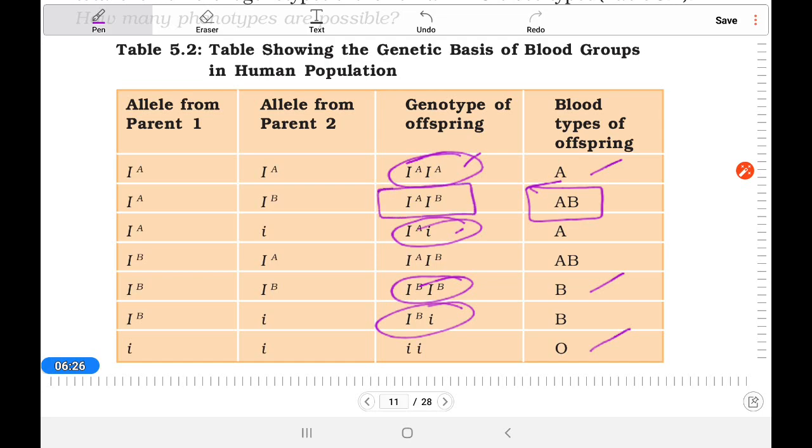In AB, both alleles are dominant and both appear in the phenotype. So AB is a very good example of codominance, and it is also a very good example of multiple alleles. You can see that here 1, 2 and 3, there are 3 alleles. It is more than 2, so it is also a very good example of multiple alleles.